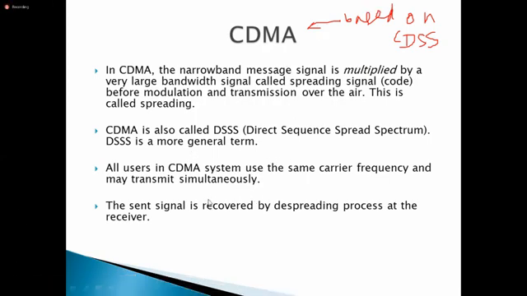Right. CDMA means again we use the code division spread spectrum technique, right? In CDMA, the narrowband message signal is multiplied by a very large bandwidth signal called the spreading signal. I explained this before, right? We use a spreading signal before modulation, and before transmission over the air, you spread it. That is called spreading. Then CDMA is also called direct sequence spread spectrum. It is based on DSSS.